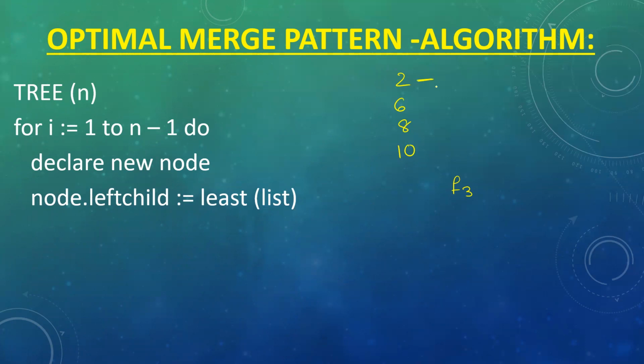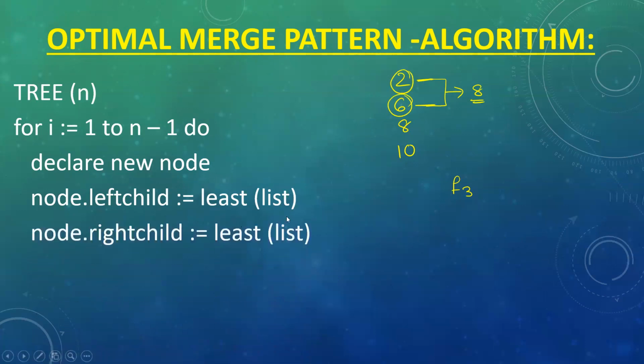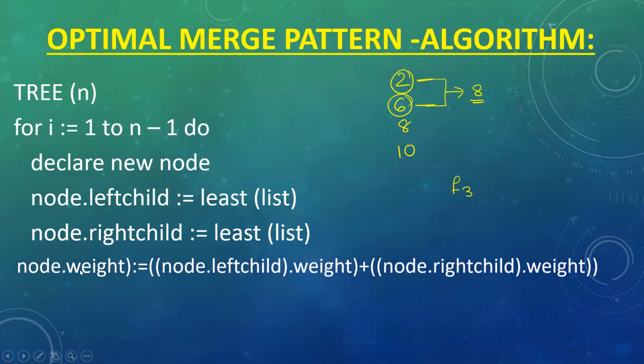So the minimum is, sorry, the minimum is 2 and the next minimum is 6. So these 2 are taken from the list. This will be your left child and this will be your right child. So the node's right child is the next least value from the list. And the node weight is equal to the left child's weight plus the right child's weight. So 2 plus 6, that is 8. That is the weight of the new node.